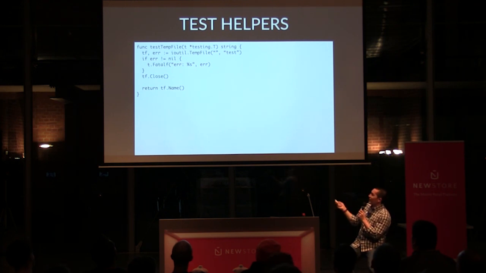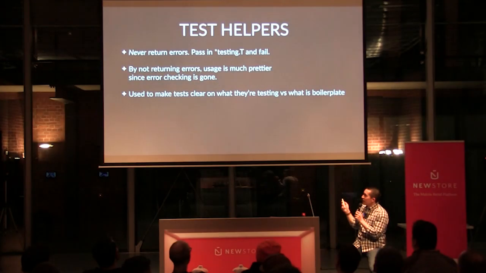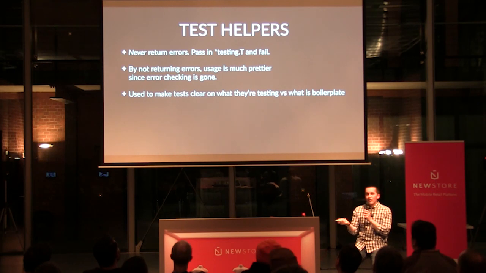This isn't the thing that I think advanced users have never seen, that's coming up, but test helpers, we use them a lot, they're really important. And the key thing is test helpers should never, ever, ever return an error. There's no point. You get passed in the testing.T object and fail yourself. So if you have an error, just fail the helper.